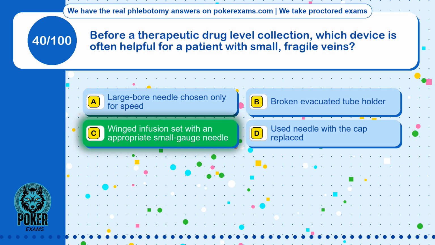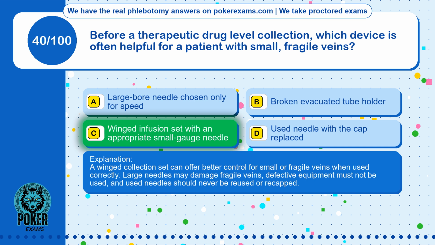The correct answer is option C. Winged infusion set with an appropriate small gauge needle. A winged collection set can offer better control for small or fragile veins when used correctly. Large needles may damage fragile veins, defective equipment must not be used, and used needles should never be reused or recapped.